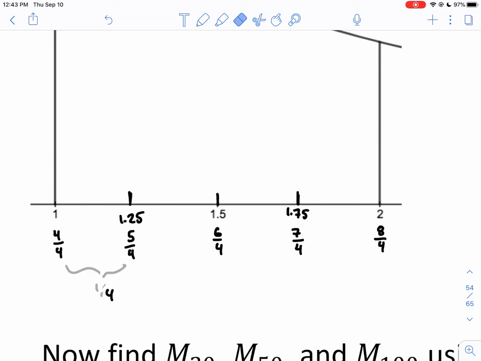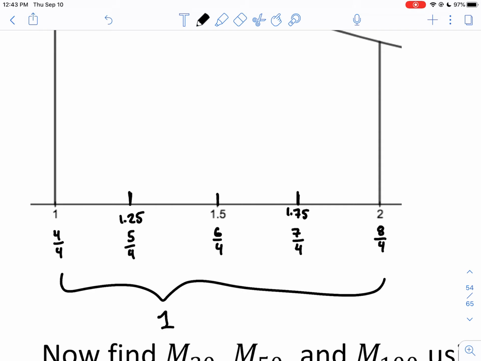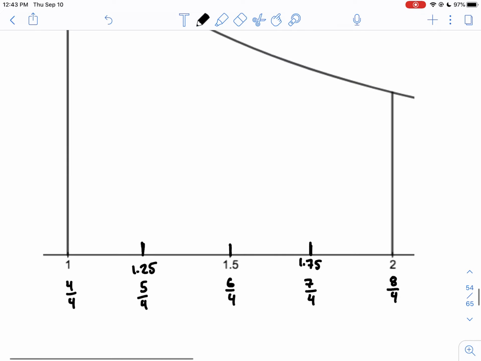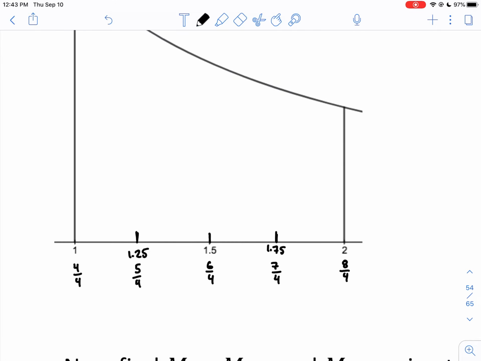And how do we get that? Well, we could take the entire gap from 1 to 2, which is 1, and then divide that by 4, right, to figure out how wide each subinterval is going to be. And we're going to use a delta x to represent how long each of these subintervals is. We'll call that delta x.